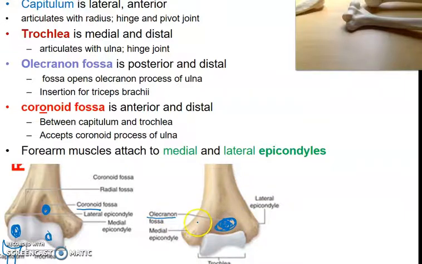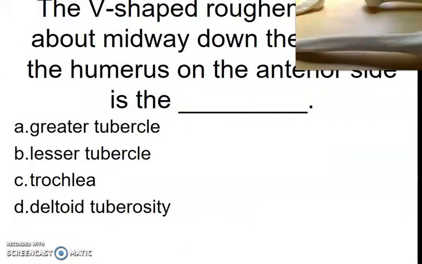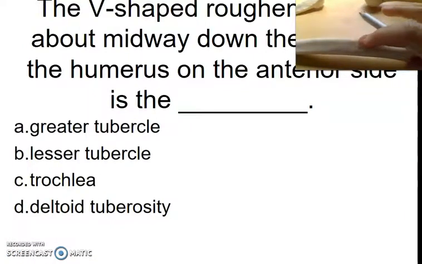Now there's 2 epicondyles. The medial one's bigger. Most of your forearm muscles are going to have origins there. That means that's their point of attachment. You have some that actually attach to the lateral epicondyle there. So those are the structures. A V-shaped rough surface about 1/3 of the way down on the humerus is what? Well, the only landmark I gave you there was the deltoid tuberosity.